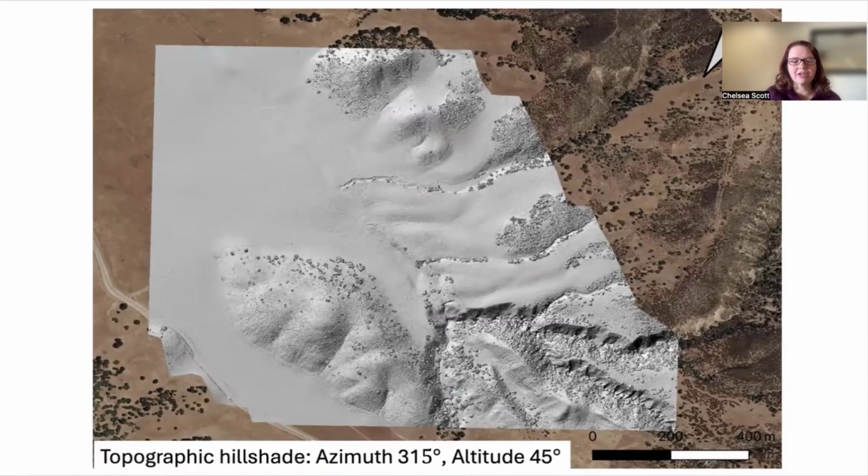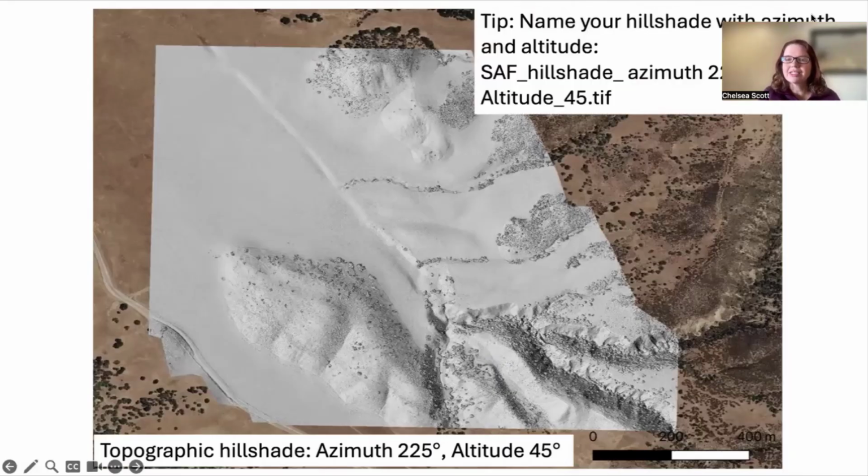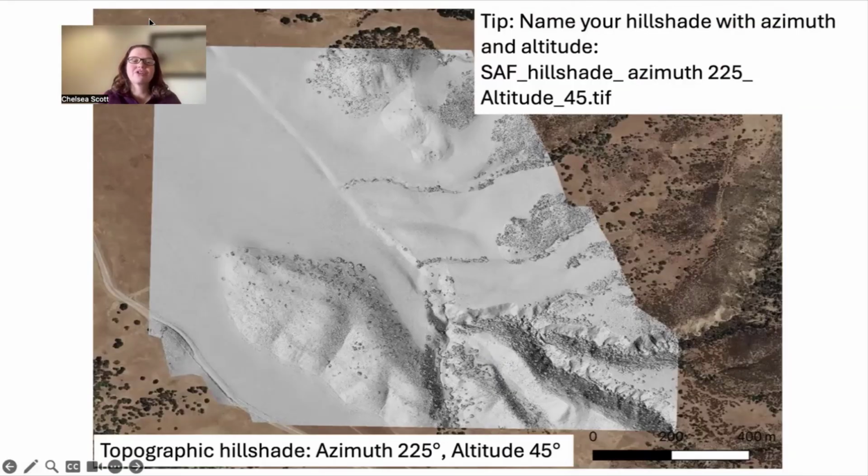And just to reiterate, here's the other topographic hillshade, and we really don't see the fault nearly as prominently as we do here. And so this is why it's really important to create at least two different topographic hillshades to be able to visualize the landscape. And a tip is that when you're making these hillshades, it can be really easy to forget what their azimuth and altitude angles are. So I recommend that you always name your hillshade with those numbers.